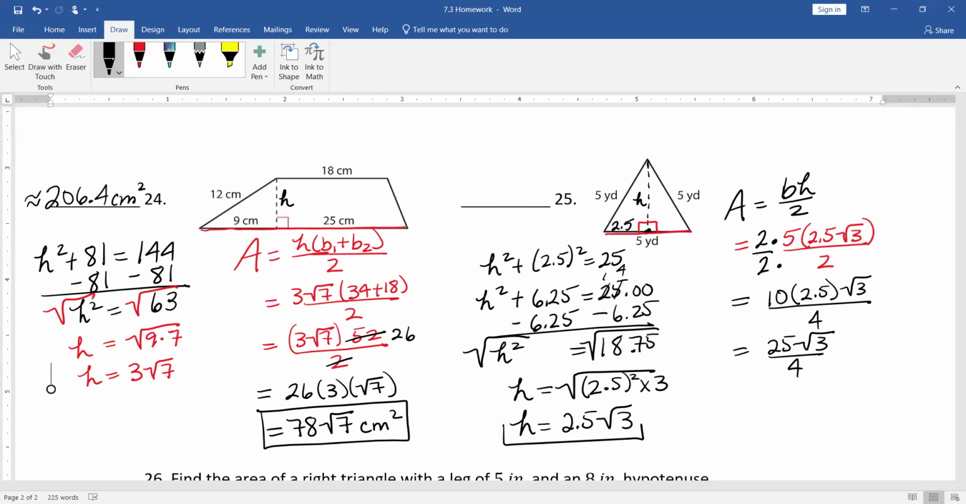I don't want to see decimals and square roots all together like that if possible. But you can plug this into a calculator and it gives you 10.8 yards squared. And that is our final answer. I certainly have a clearer idea of what 10.8 yards squared looks like than I would with just this expression.